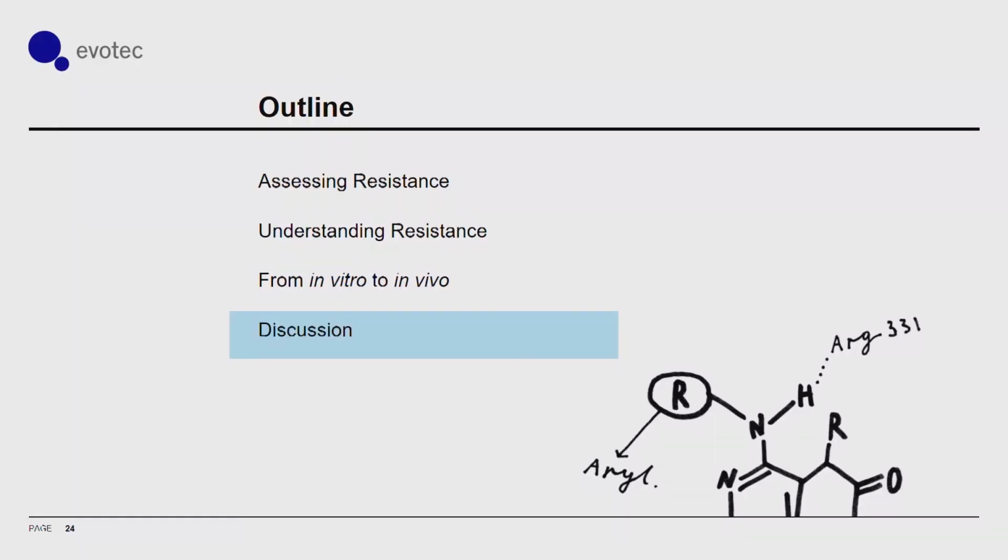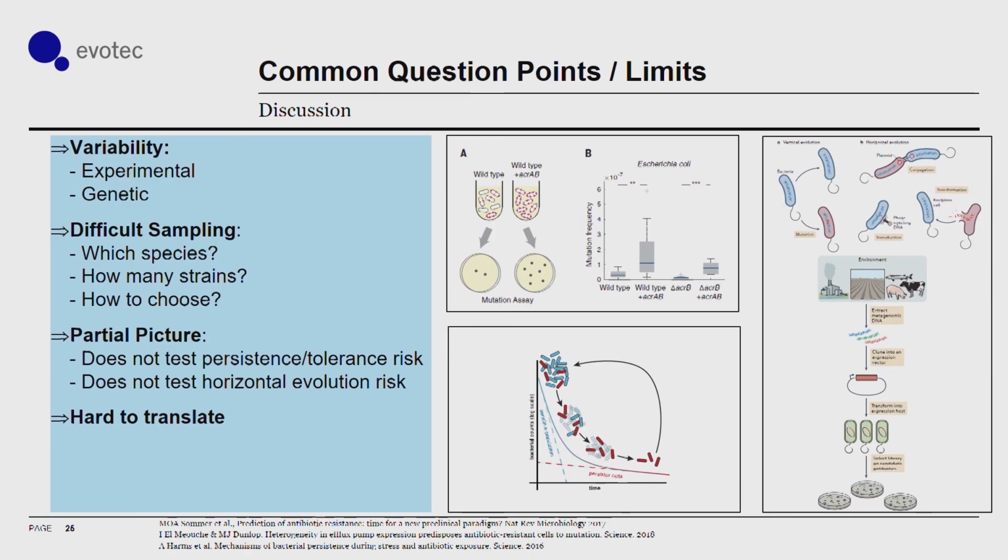So I will try to wrap up. And as discussion points, I wanted to highlight a number of things that I've touched upon in terms of limits to these experiments. There's a lot of experimental variability in all of the methods that I've described. Genetic variability, we've said that over and over. So please be convinced that if you test your compound in E. coli, it will not translate necessarily to Klebsiella. And if you test your compound in one strain of E. coli, it doesn't really translate into all strains of E. coli.